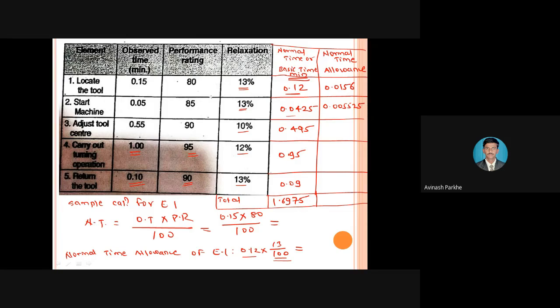What is it for the third element? For the third element, the normal time is 0.495, with 10% relaxation allowance. So 0.495 into 10 divided by 100. What is the answer? 0.0495.